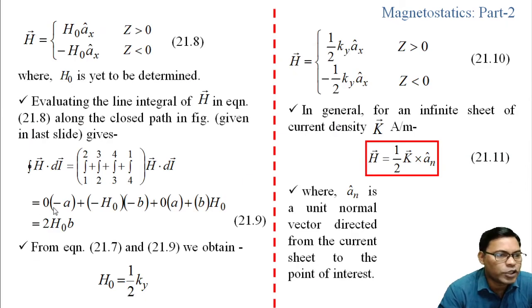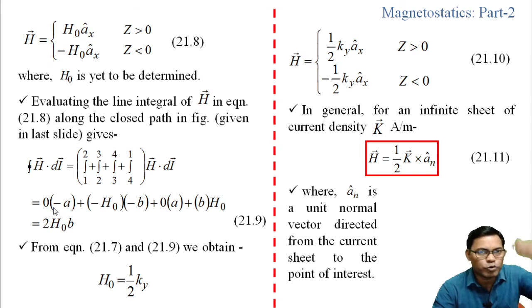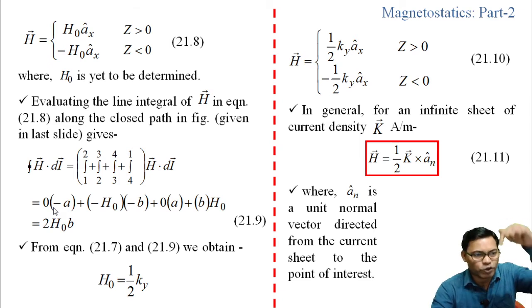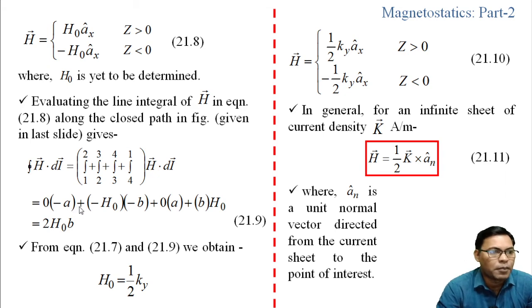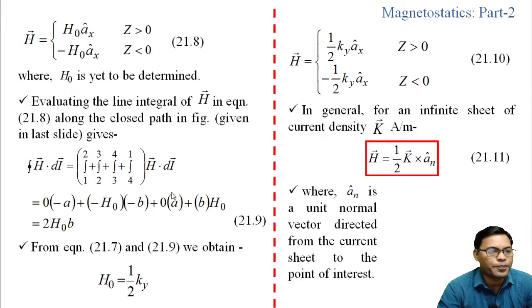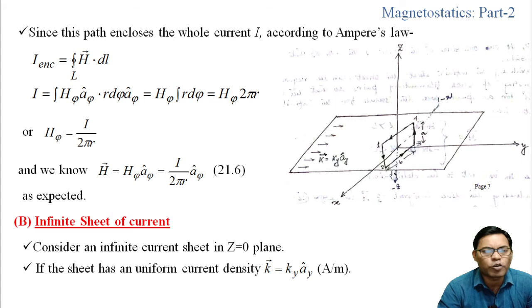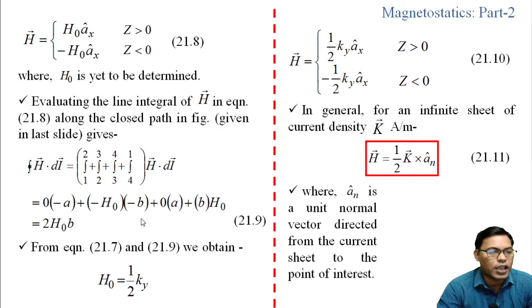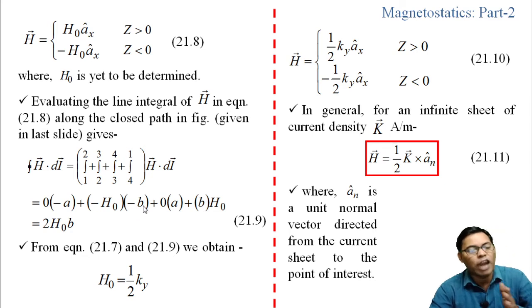So this is 0 into minus a, because we are moving from 1 to 2, that is positive to negative, that is minus a, plus we are moving now 2 to 3. So here 2 to 3 we are moving. So for this case we will have the expression, that is minus h naught, because you know h naught is positive along the plus x direction, negative in minus x direction. So it is minus h naught into minus b, because we are moving along the minus x direction.